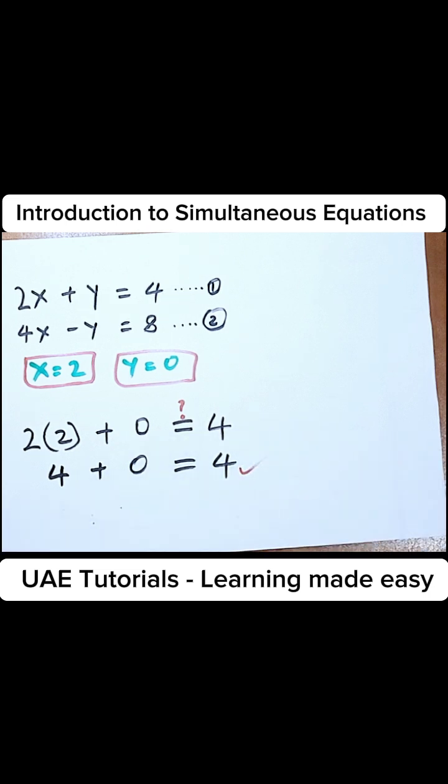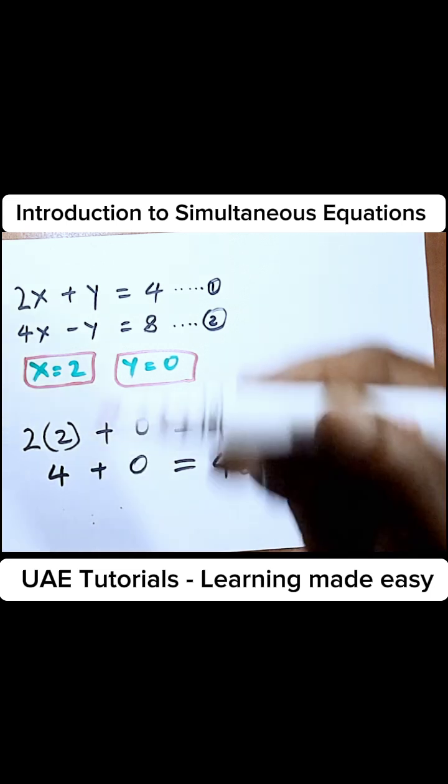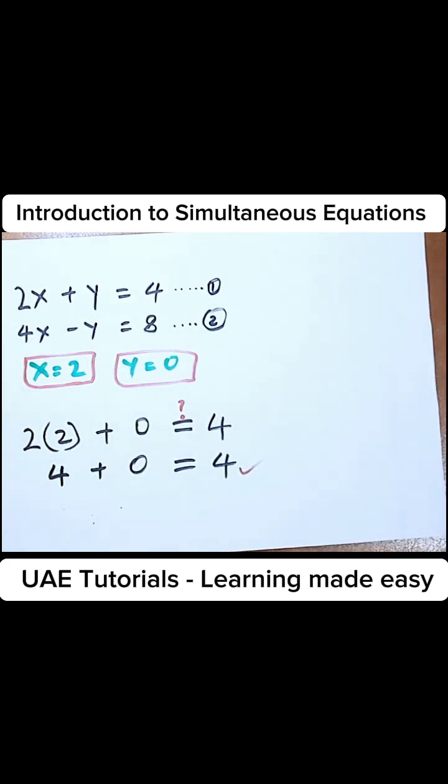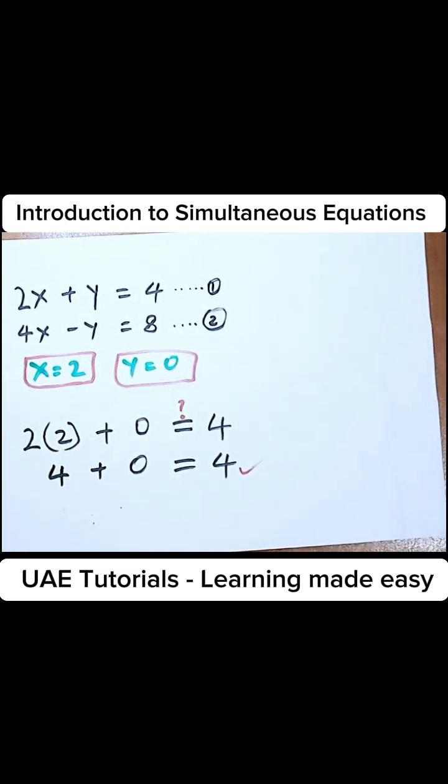But remember, these are simultaneous equations. This set of answers that we got must satisfy the two equations. That is why they are called simultaneous equations. So since we have tested with equation 1, we now go ahead to test with equation 2 and see if we will also get the same answer.